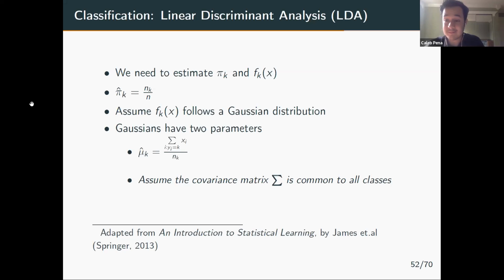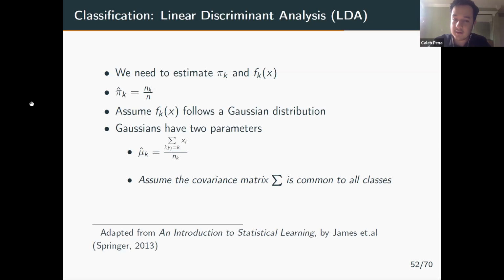The prior probability is fairly simple. With linear discriminant analysis, we just treat the sample proportion as our prior probability. We just take the total number of observations in our training data set that belong to the class we're interested in, and we divide it by the total number of observations of all classes.